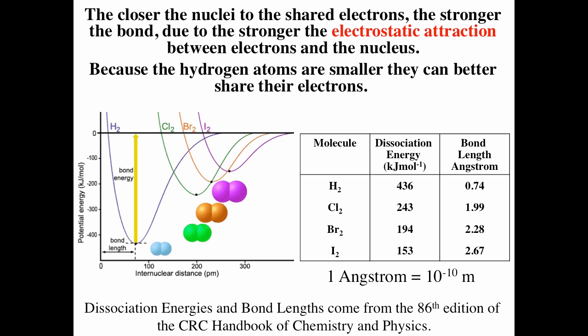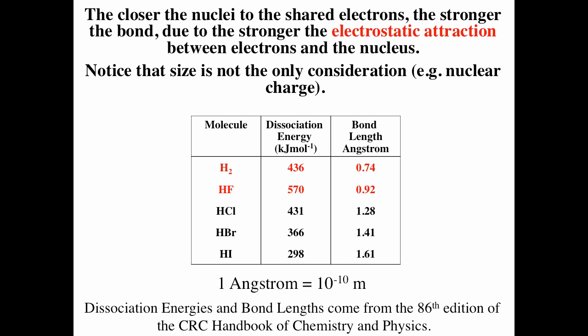There are other considerations. If we consider H2 versus HF, the hydrogen atoms are smaller, and so you actually do get a smaller bond length of 0.74. HF has 0.92, but notice that HF is a longer bond, yet it also has a larger dissociation energy. That could just be because of the more positive nuclear charge of the fluorine. But in general, the smaller the atom, the closer the atom, the stronger the bond.